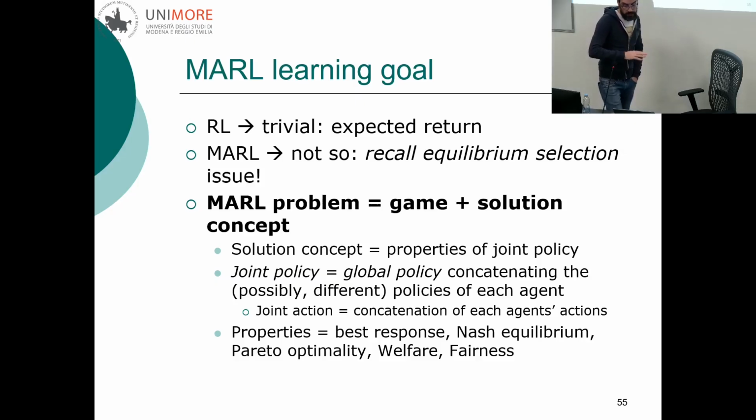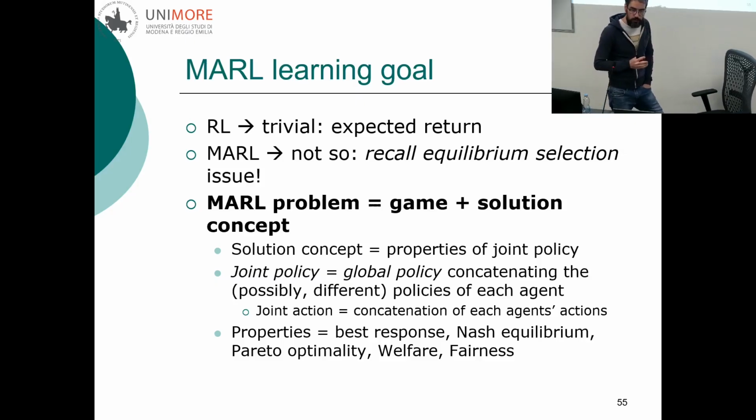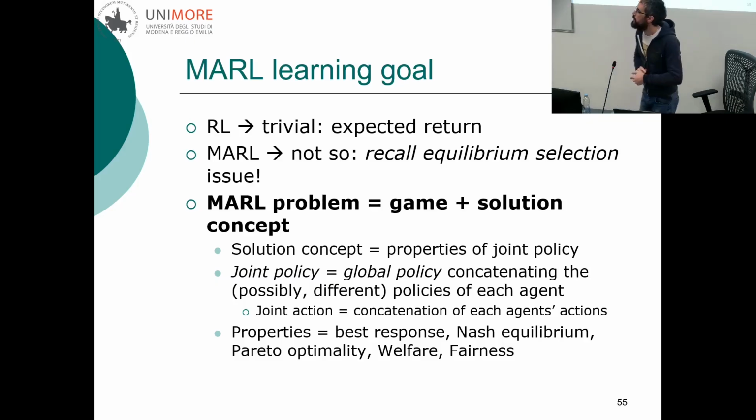So to define the multi-agent reinforcement learning problem, usually you need both a decision process model, the game or the environment, whatever you want to call it, but also a solution concept. So what kind of properties do I want for my solution? These usually are expressed in terms of properties of the joint policy.